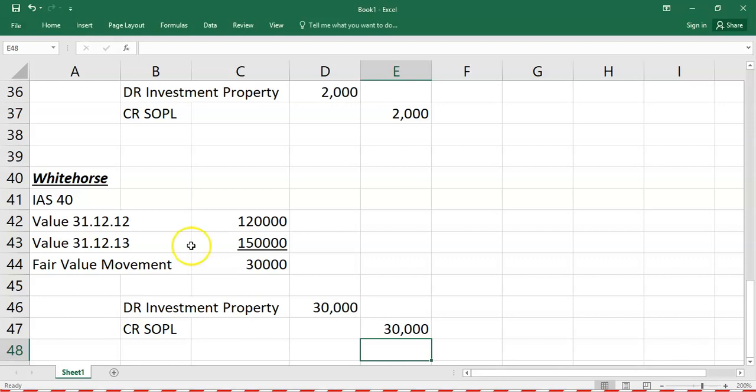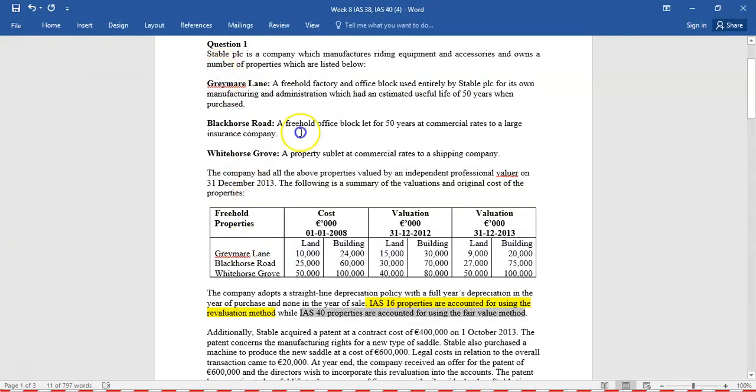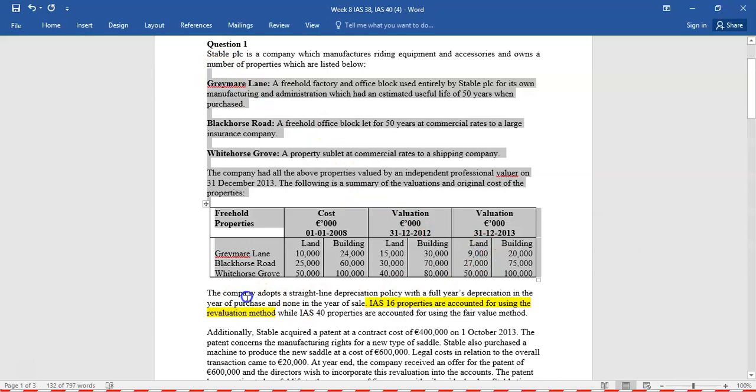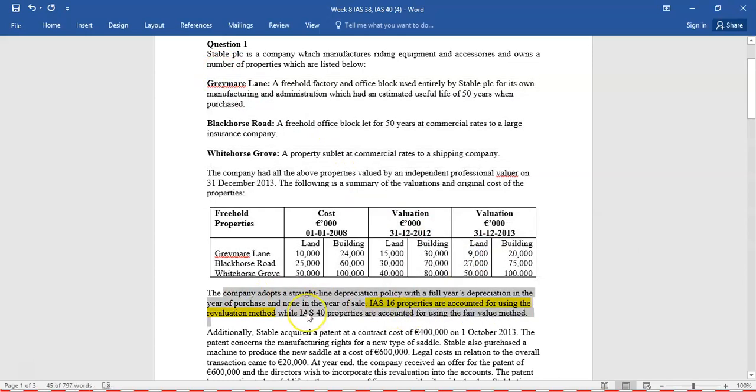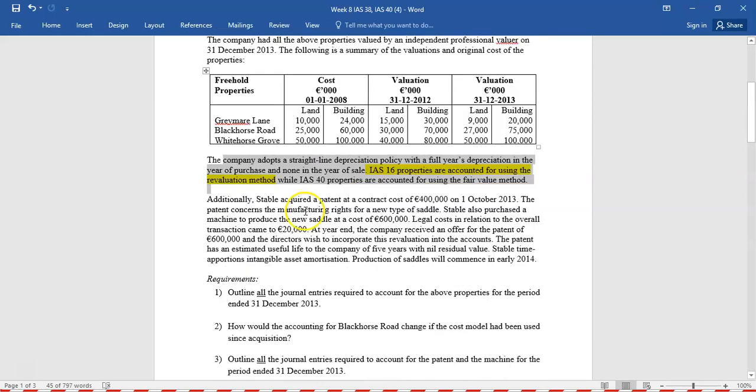So you'll get your marks, and make sure you read the full question, because you've seen here, if you just read this as far as here, you wouldn't have realized what the policy is. That IAS 16 is at the revaluation method and that IAS 40 is at the fair value method. It just takes a small bit of care, particularly in exam questions. So that's those three complete.